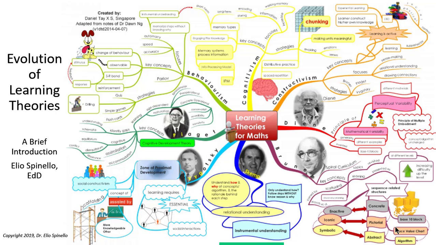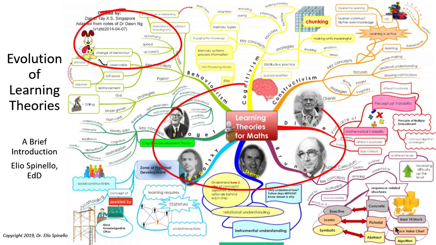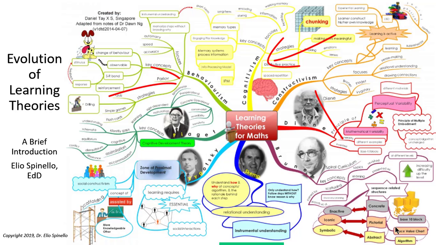As we start, I really want to point out this really wonderful mind map that was developed by Daniel Tay. I'd love to take credit for it, but I can't because I didn't create it. But it is a really, really nice piece of work here that describes how some of the key theorists have contributed to some of those key theories. So with that, let's go ahead and begin.